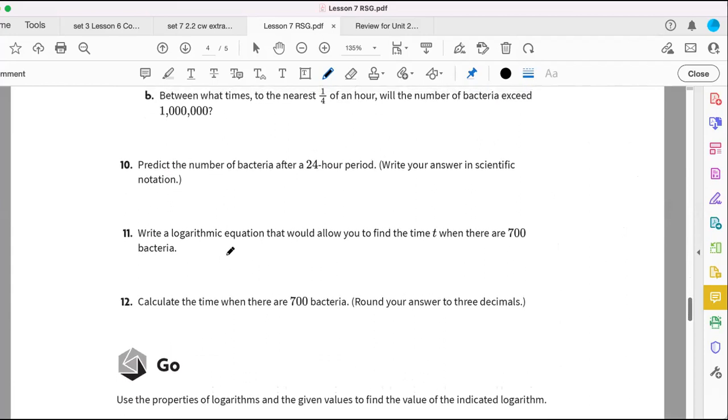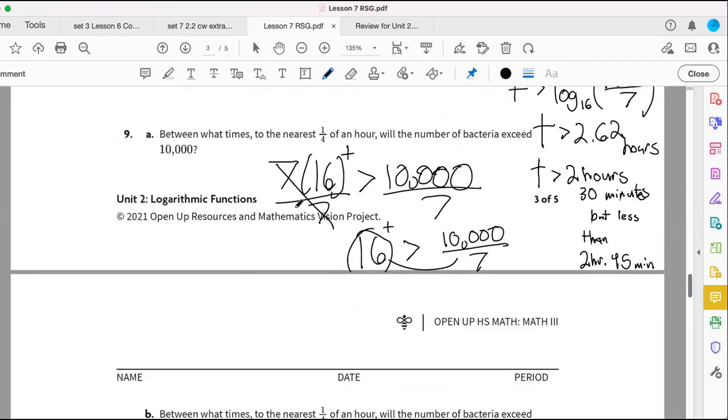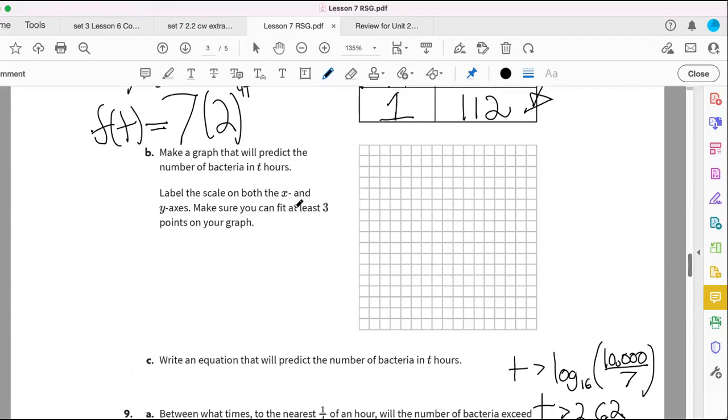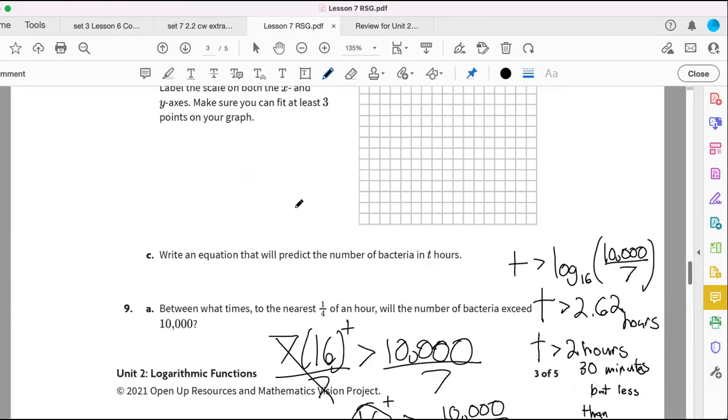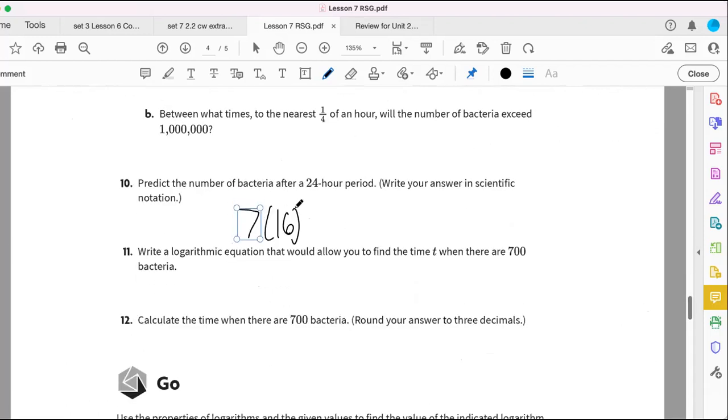Predict the number of bacteria after a 24-hour period. I mean, you could just plug in again. Does this change or something? What really changed? Is this just pushing you to ballpark it after 24 hours? Because I mean, you have the equation. Yeah, so you could just ballpark this and I'll leave that for you.